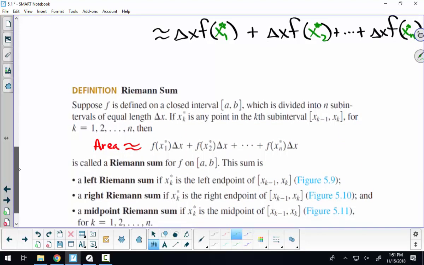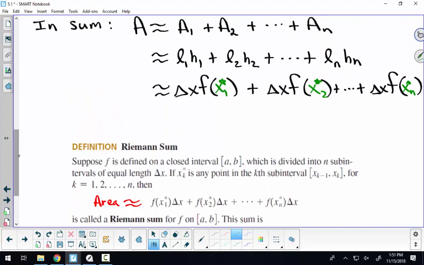Okay. And then we see that in the definition. When we define a Riemann sum, this is a mathematician, Riemann.